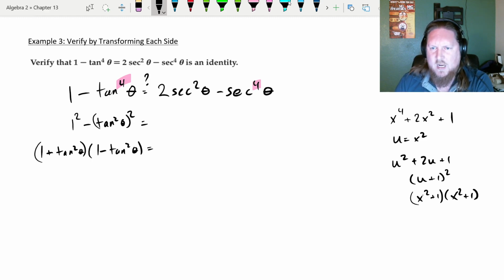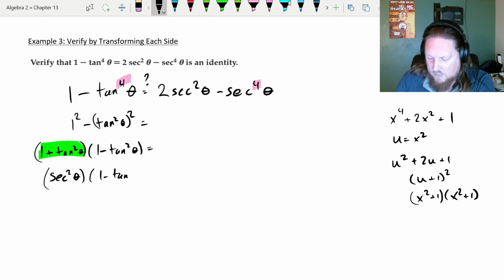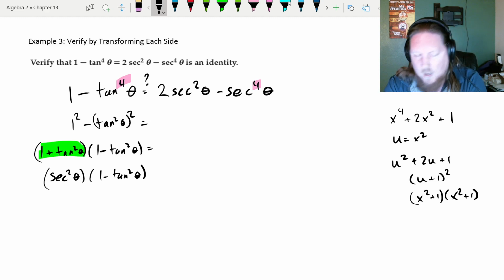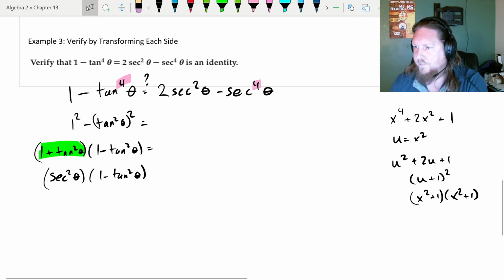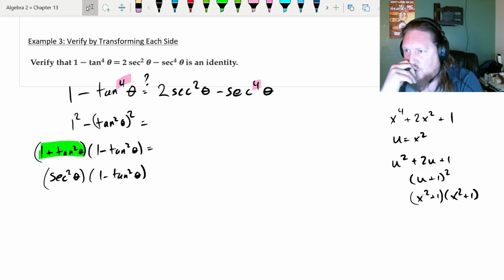And then I look back at my trig identities and I see 1 plus tangent squared theta is equal to secant squared. So now I have secant squared theta times 1 minus tangent squared theta. Ooh, that's looking pretty good. I'm getting closer, but I still have that fourth power thing over there. How am I going to deal with that? Let's see, looking at my formulas up on the board.